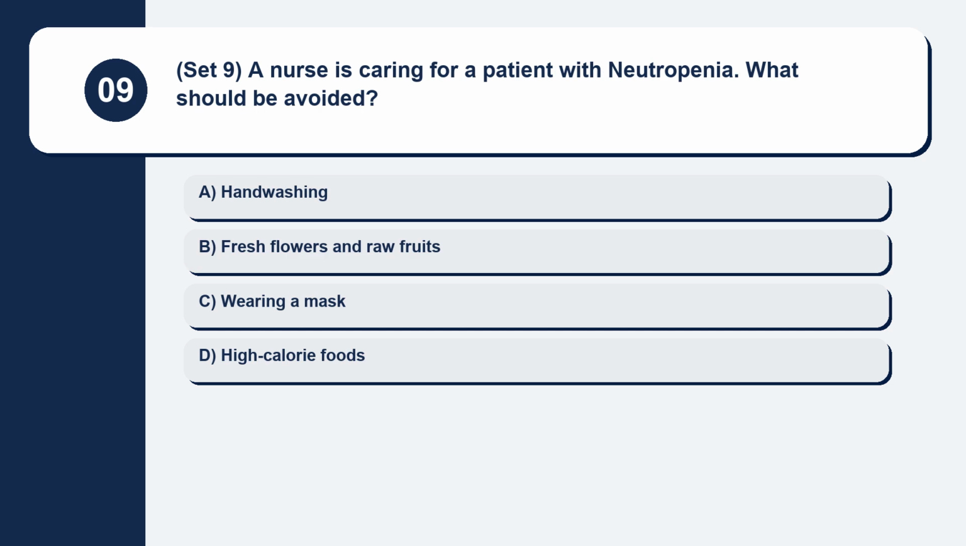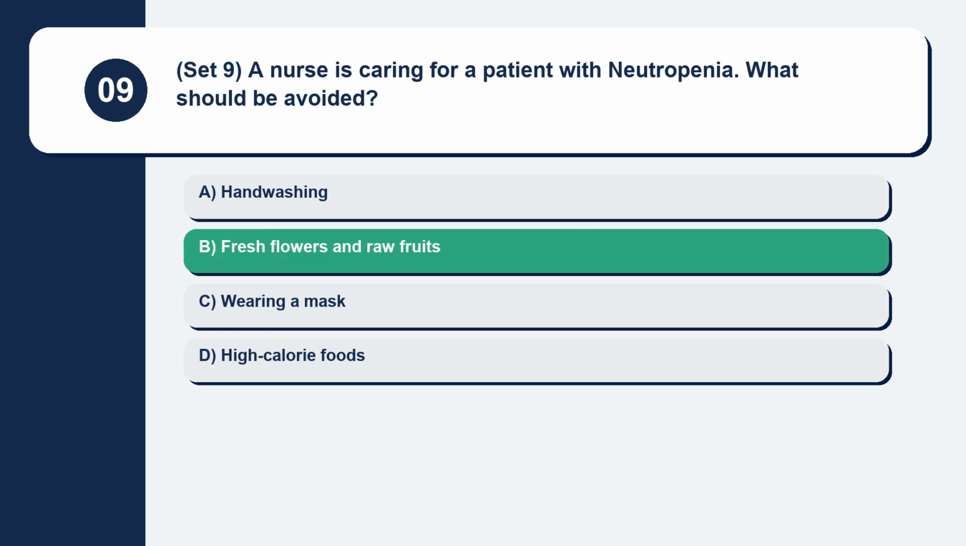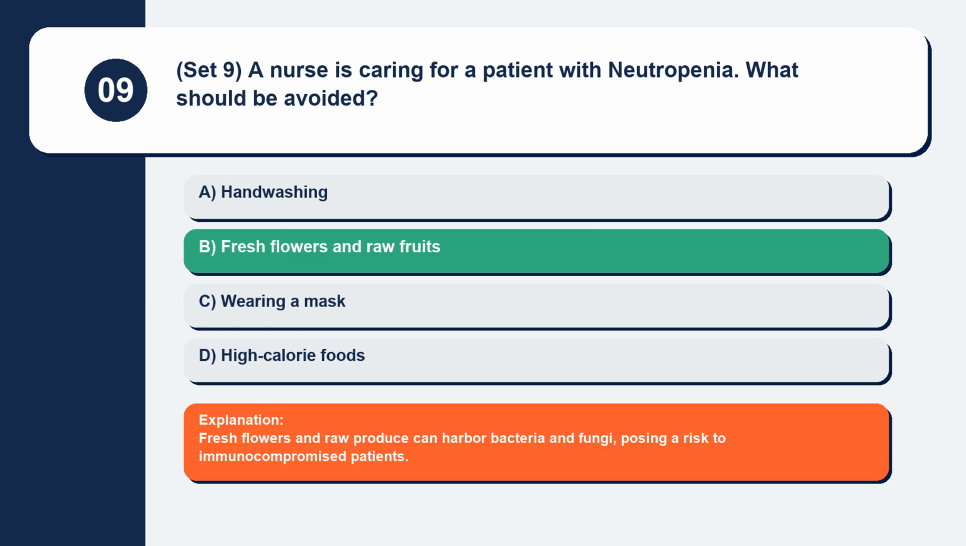Question 9. Set 9. A nurse is caring for a patient with neutropenia. What should be avoided? Hand washing, fresh flowers and raw fruits, wearing a mask, high-calorie foods. Fresh flowers and raw produce can harbor bacteria and fungi, posing a risk to immunocompromised patients.